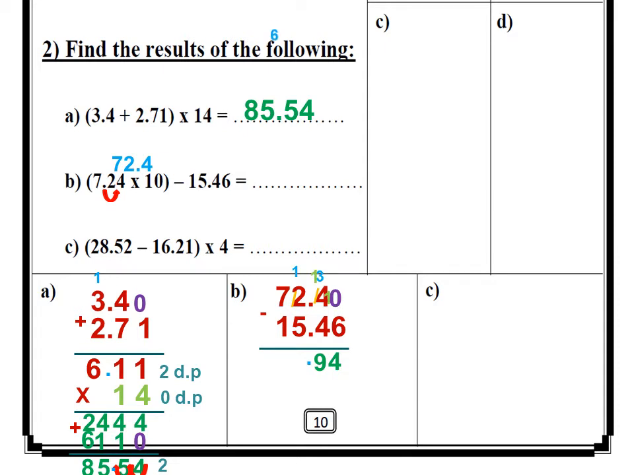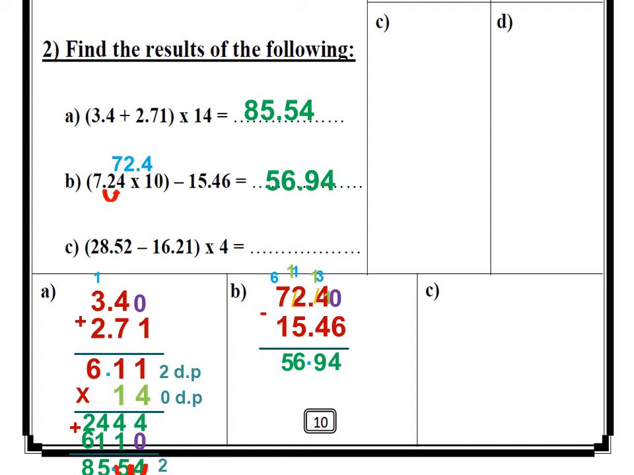Don't forget your decimal point. 1 minus 5 I can't, so I'm going to borrow from the 7. It's going to be 6, and the 1 is going to be 11. 11 minus 5, which is 6. 6 minus 1, which is 5. So my final answer is going to be 56.94.